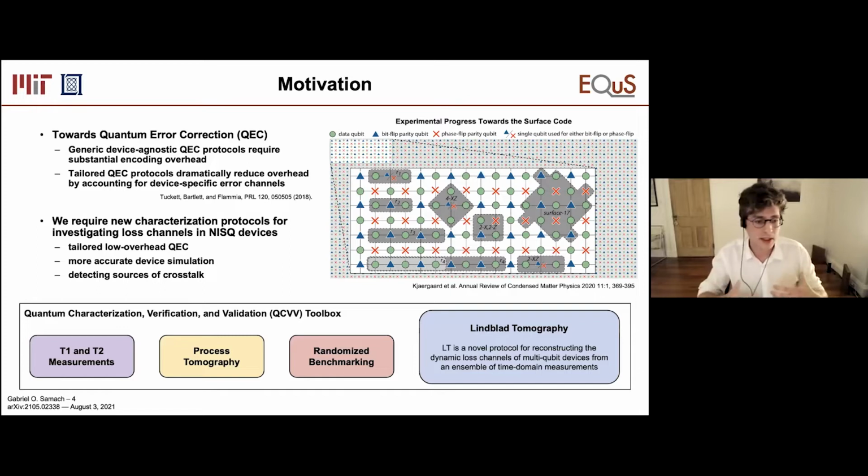This toolbox would include things like standard T1 and T2 measurements. It would include process tomography and randomized benchmarking. And here in this work, we're simply adding a new tool to the toolbox that complements the ones we had before. This technique, which we call Lindblad tomography, is a novel protocol for reconstructing the dynamic loss channels of multi-qubit devices from an ensemble of time domain measurements.